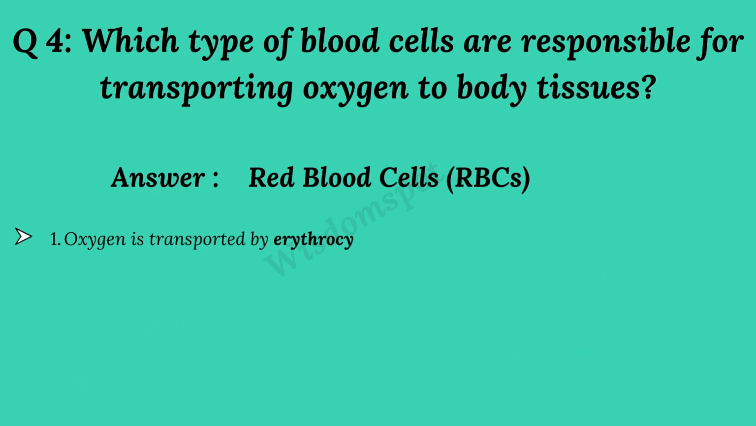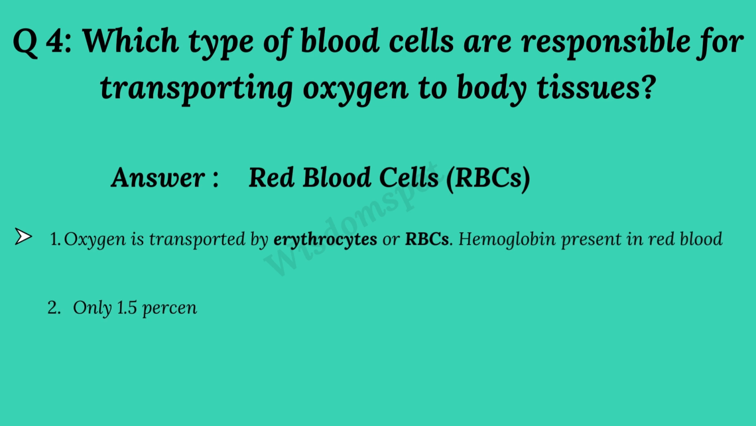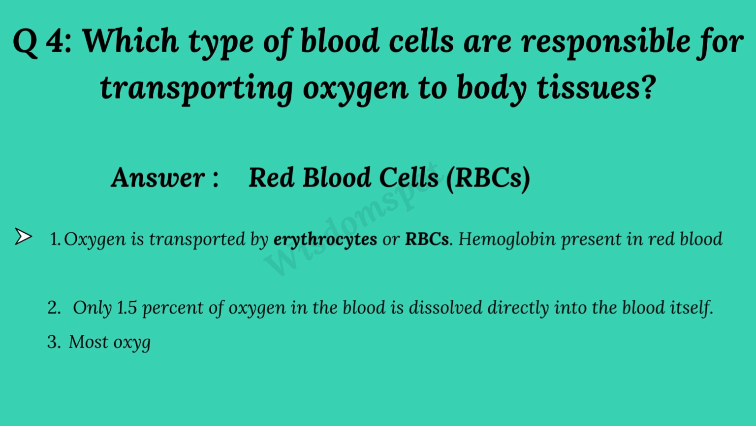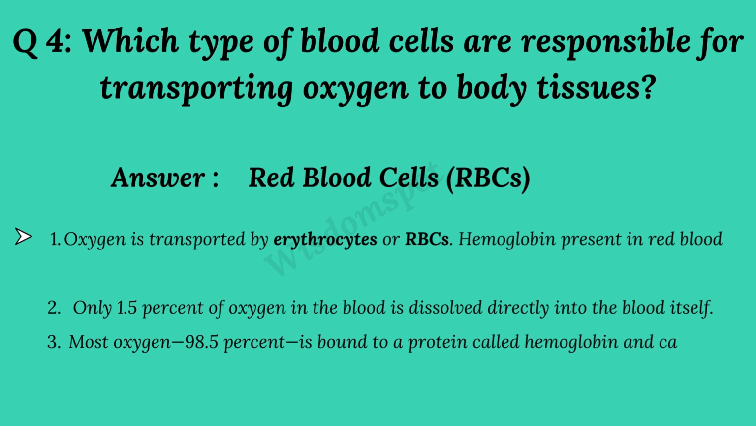Which type of blood cells are responsible for transporting oxygen to body tissues? Answer: red blood cells, RBCs. Oxygen is transported by erythrocytes or RBCs. Hemoglobin is present in red blood cells. Only 1.5% of oxygen in the blood is dissolved directly into the blood itself. Most oxygen, 98.5%, is bound to a protein called hemoglobin and carried to the tissues.